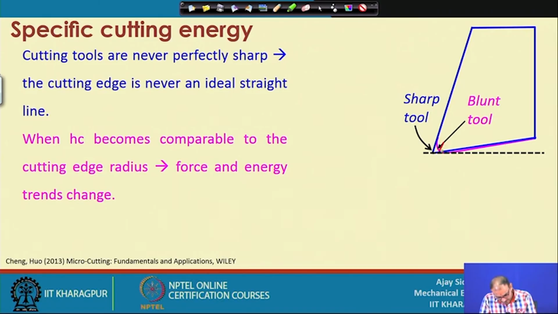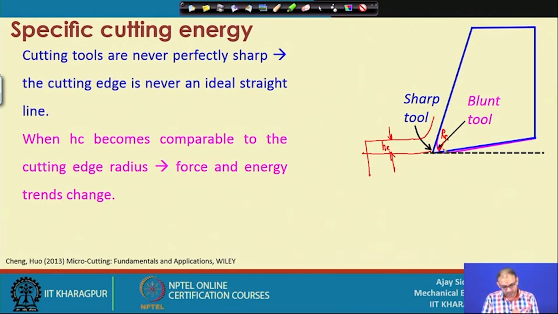So, this is the cutting edge radius RC, and now you consider your chip is also here. So, this is your HC, correct. So, now both the things you consider almost same. So, at that time force and energy trends change. So, in this particular case, that is what is happening.